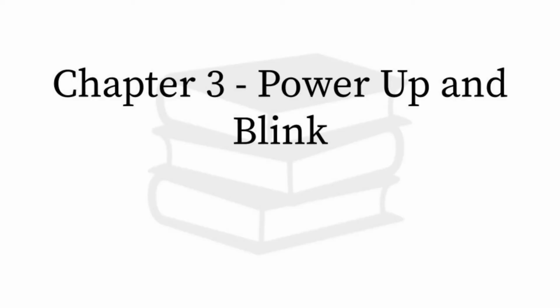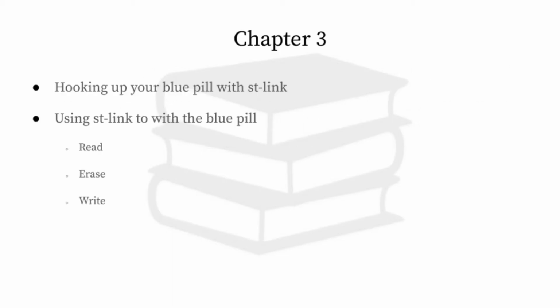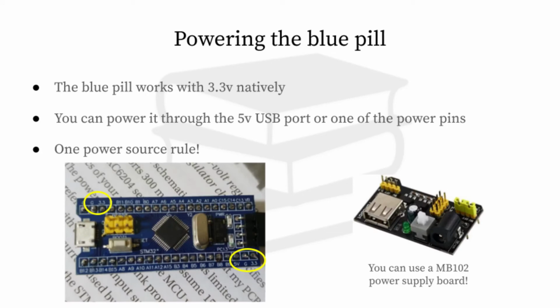So once you have all the software ready, it's time to hook up your Bluepill to the computer, which is what you will do in Chapter 3. Chapter 3 talks about powering up the Bluepill and using the ST Flash utility. It is a relatively short chapter, but there are a few key takeaways. The Bluepill natively works on 3.3V, and there are two ways to power the Bluepill, either from the 3.3V power pin or the 5V USB port.